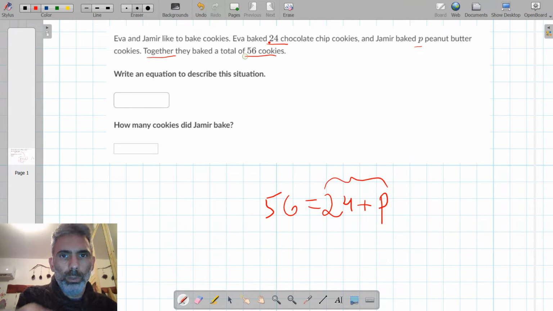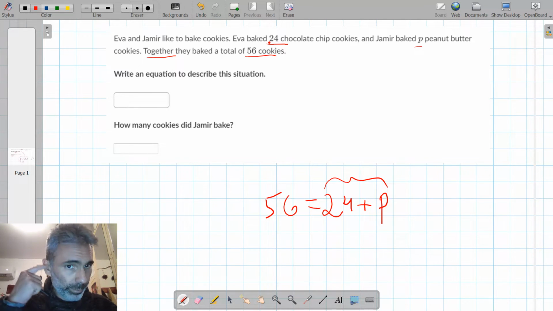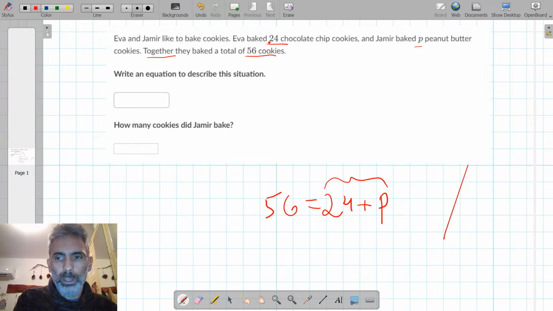We get a total of 56. So the equation is 56 equals 24 plus p. And how many cookies did Jamir bake? Jamir is p. So we need to isolate the p. In order to isolate the p, we need to subtract 24 from both sides of the equation.